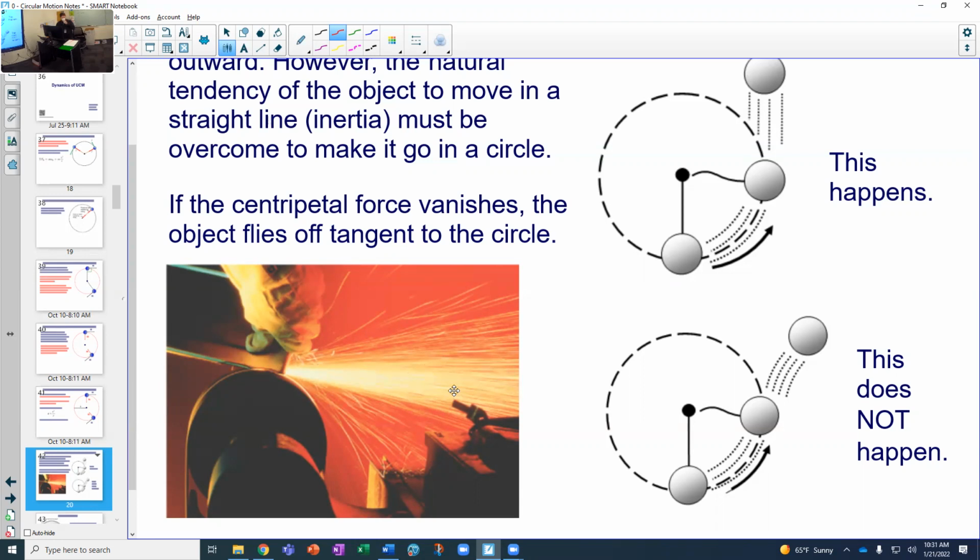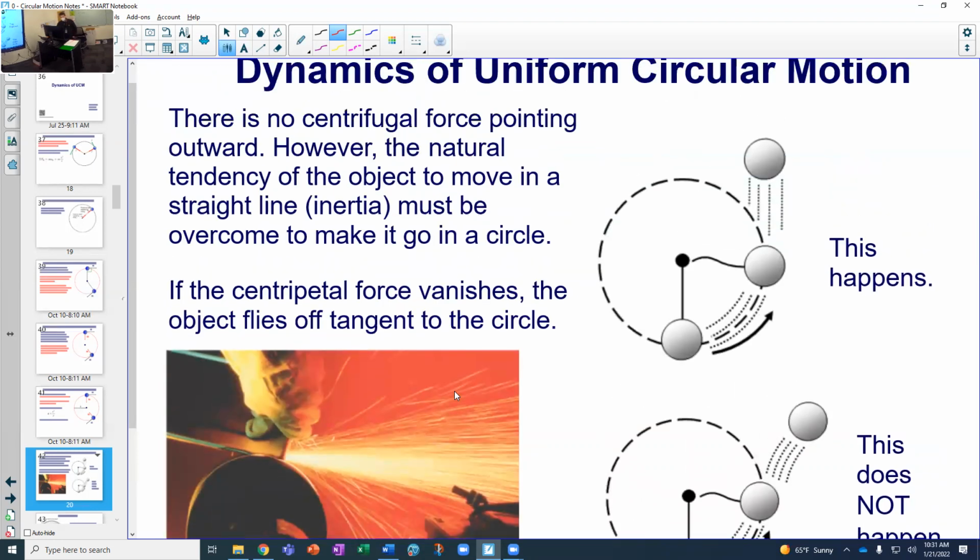The third thing on this slide, so there's lots kind of embedded in this slide that we want to mention. It says, there is no centrifugal force pointing outward. So on this ball, there is no force making the ball do this. Right? There's no force making the ball do that. However, the natural tendency of the object to move in a straight line, which we call inertia, must be overcome to make it go in a circle.